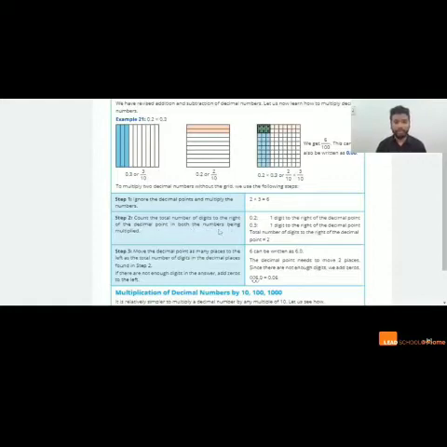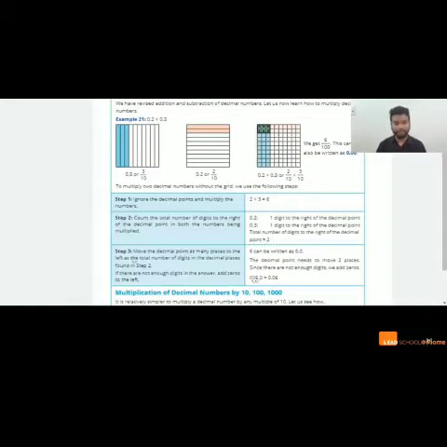For example, let us look at this. 0.2 and 0.3. 0.2 has one digit to the right of the decimal point. 0.3 also has one digit to the right of the decimal point. So the total number of digits to the right of the decimal point is 2. I will add these two and just keep that number in my mind.